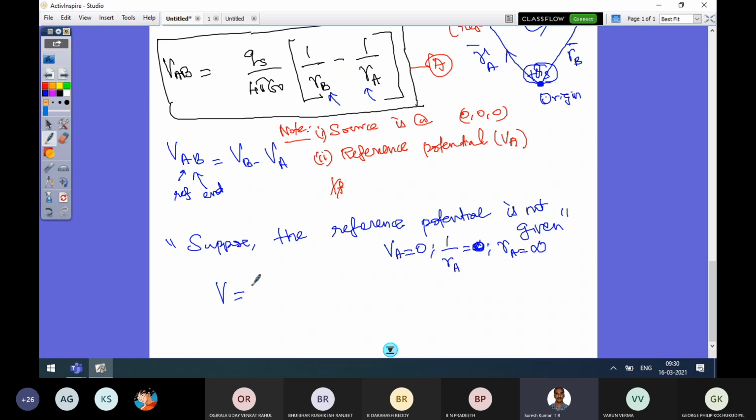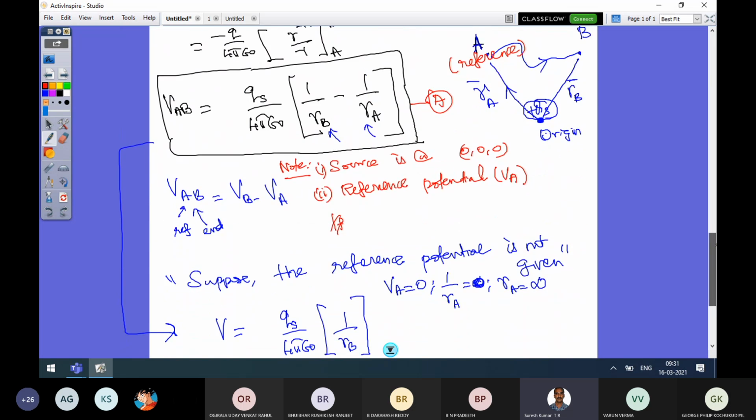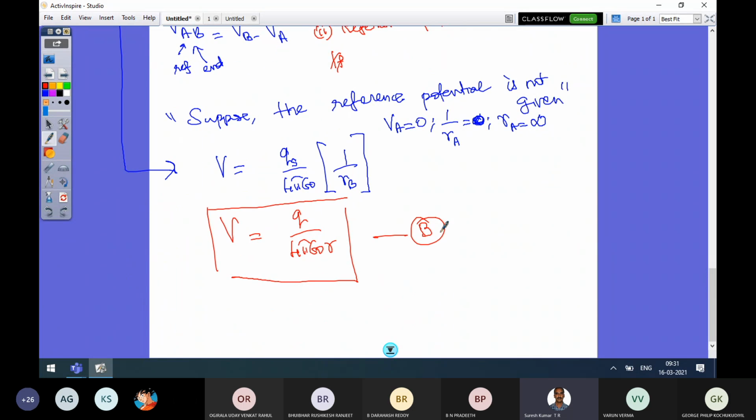So now we can simplify this equation. Potential equal to Qs over 4 pi epsilon naught into 1 over RB. Or, as the source is not given, you can simply write V equal to Q over 4 pi epsilon naught R. That's all. So what is the difference between equation A and B? We can use equation A only when the reference potential is given. If the reference potential is not given, you can use equation B.